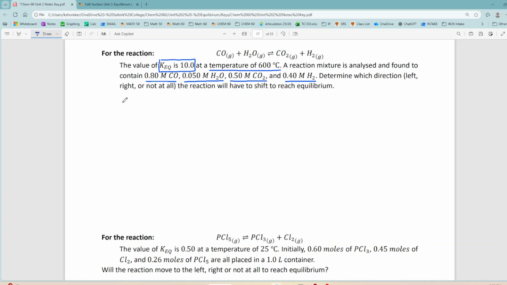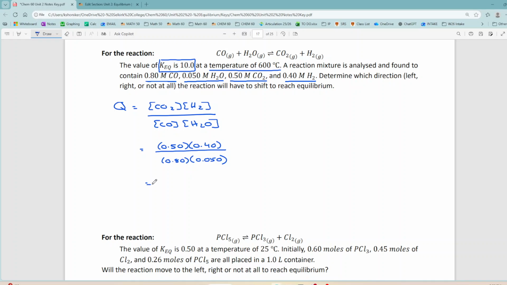So the first thing we're going to do is find Q. Q is the concentration of the products, so carbon dioxide and hydrogen, divided by the concentration of the reactants, so carbon monoxide and water. And then we just put in those concentrations at that given time. So the concentration of carbon dioxide is 0.5, concentration of hydrogen is 0.4, carbon monoxide is 0.8, and water vapor is 0.05.